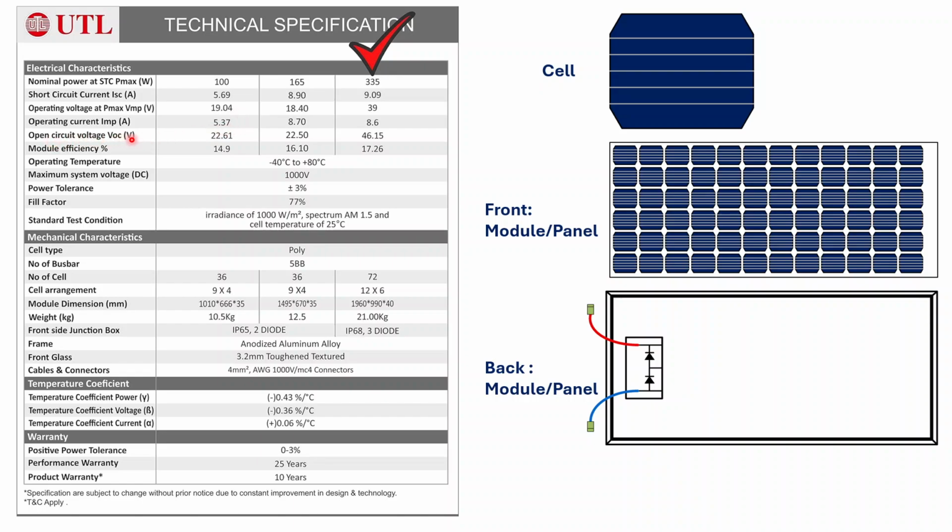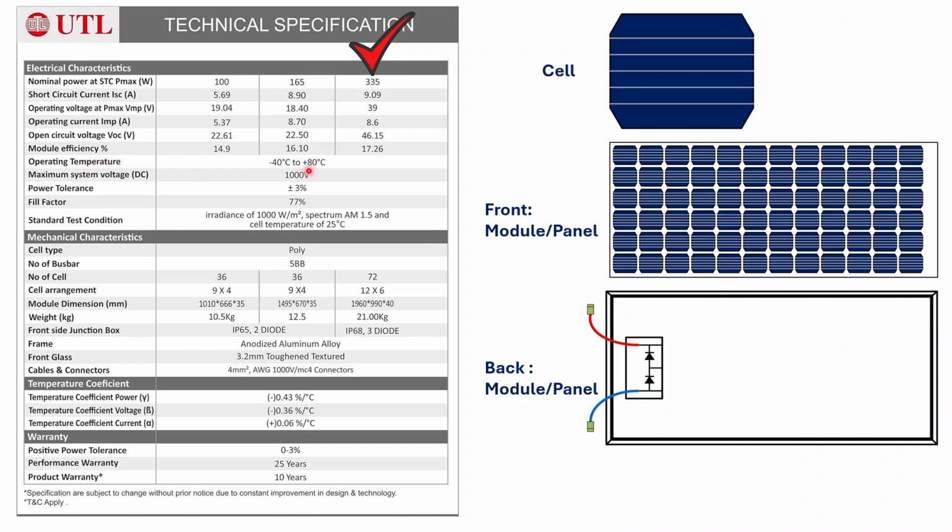And then the open circuit voltage. At this STC, when these two terminals are open circuited, no load is connected, then the voltage across these two terminals is called the open circuit voltage, and it is 22.61 volts. Then there is the module efficiency. For the 100 watt solar panel, the module efficiency is 14.9%. Similarly, we can see the parameters for the other two panels also, 165 watt and 335 watt.